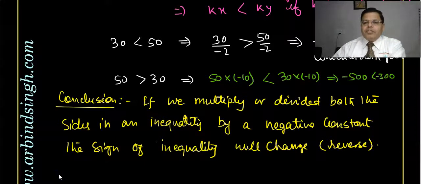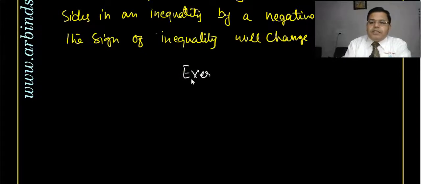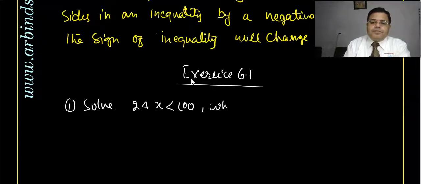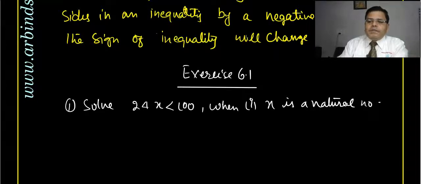Now let us discuss some questions, starting from the exercise of your NCERT book that I am going to solve here. Exercise 6.1, the first question is given here. Solve 24x is less than 100. The first part is when x is a natural number, and the second part is when x is an integer.